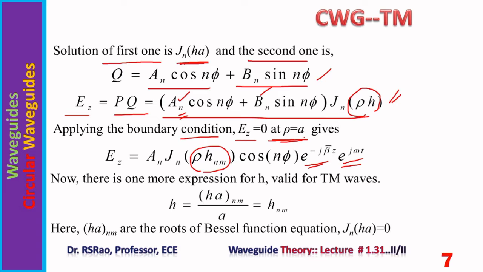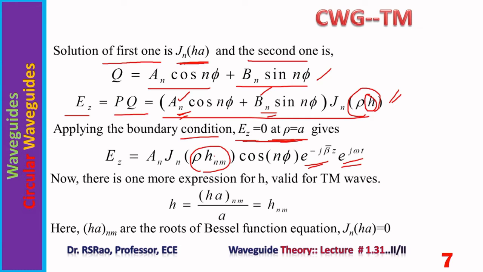So one boundary condition fixes the value of only one arbitrary constant. In the present situation, Ez equal to 0 at rho equal to a is the boundary condition. In fact, it fixes the value of h. An and Bn values cannot be fixed, because one boundary condition cannot fix three constant values. It is fixed.